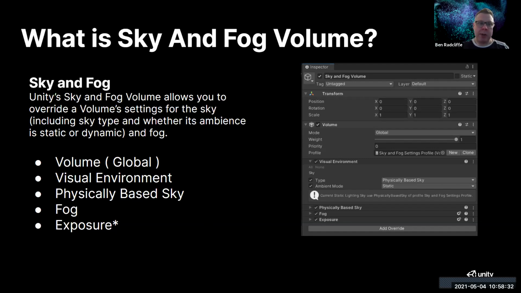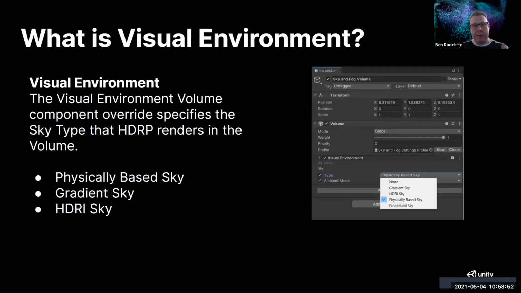The sky and fog volume has multiple components. It has what's called the volume profile right here, which is an asset on disk where it saves to, similar to a material or a texture. Then there's a visual environment, then a physically based sky, and then a fog, and an exposure by default. So what is a visual environment?